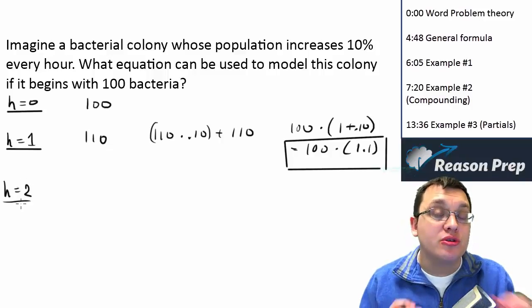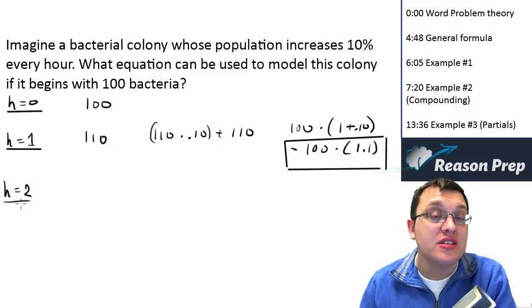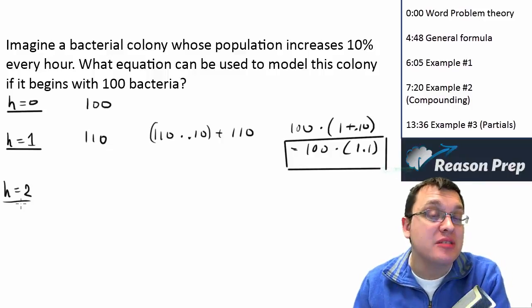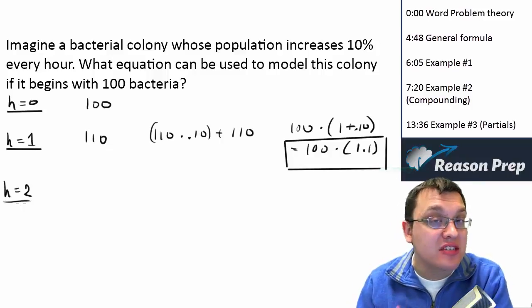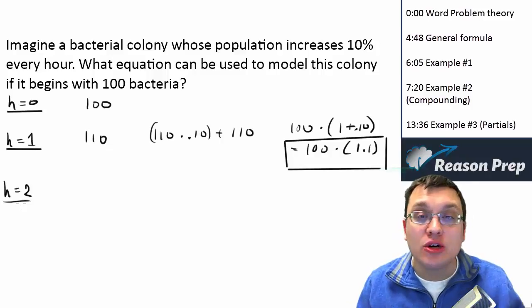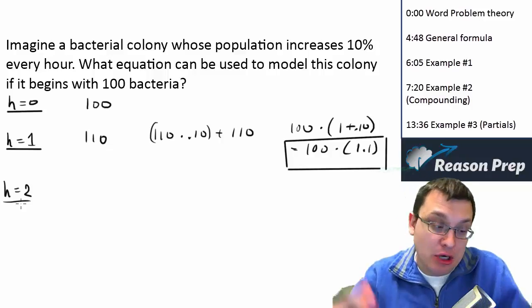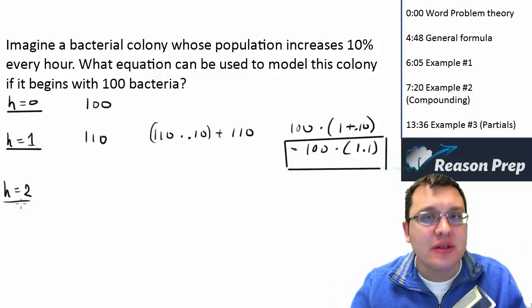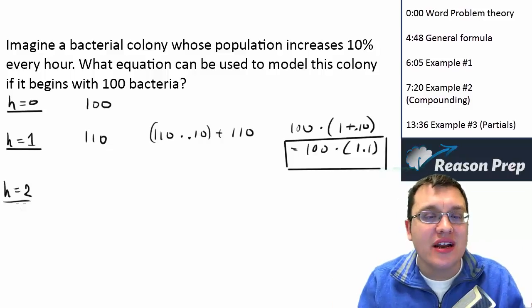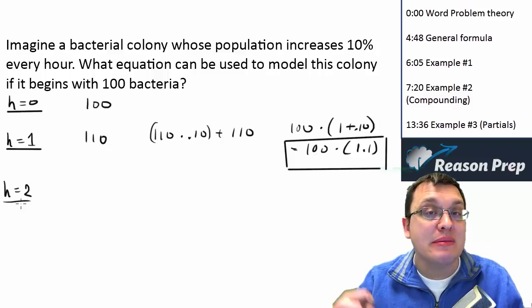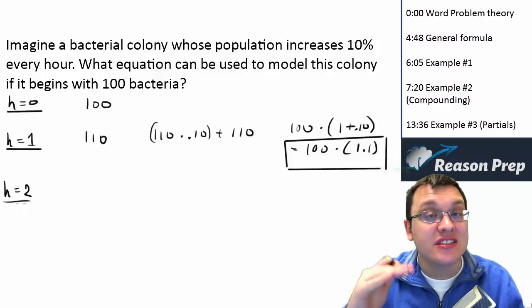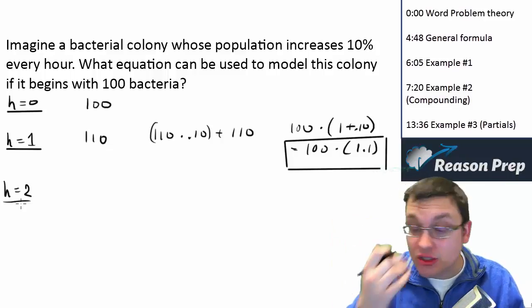So what about hour 2? At hour 2, our new population base is 110, and we're going to increase by 10% of that. This is where that exponential growth starts coming in. We're not increasing by 10% of 100. We're not increasing by 10 every time. That would just be linear growth. We're increasing by 10% of this new value, which is going to be bigger than 10. So our rate of change is increasing, and it's changing exponentially.